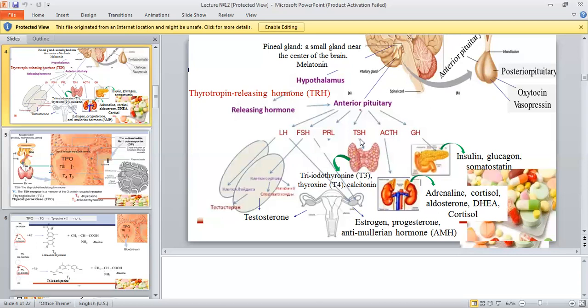When it acts upon the thyroid gland, the thyroid gland can produce different kinds of hormones, including triiodothyronine and thyroxine. Triiodothyronine is also known as T3 and thyroxine is known as T4. Additionally, the thyroid gland can also produce calcitonin. So calcitonin, triiodothyronine, and thyroxine are the three hormones which are produced by the thyroid gland when TSH acts upon it.